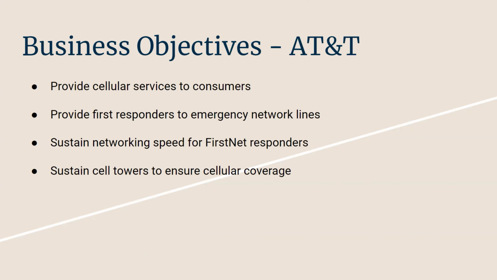So basically the main objectives of AT&T is to provide cellular services to consumers, and to provide also something called FirstNet. FirstNet is basically a high-speed network for first responders. So when a natural disaster were to occur, the first people that will have their network up would be these first responders. And then another objective we would have was to maintain the cell towers to ensure all cell coverage that we have throughout the country.